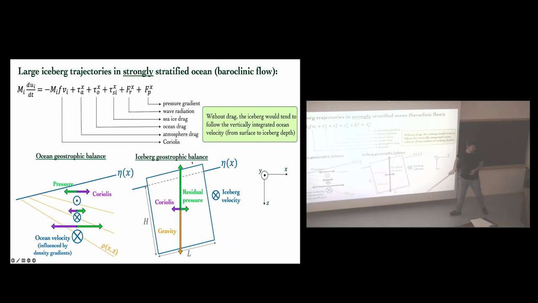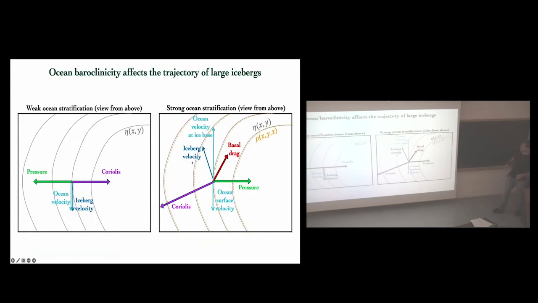Okay, but in this case, it will be different from before, because now you have a basal drag. Before, the ocean and the iceberg were moving in the same way, so there was no friction between the two in steady state. The two go together. But in this case, it's not possible. The iceberg velocity is on average the ocean's velocity, but at depth, the iceberg velocity is different from the current velocity, so you will have a basal drag. And this will modify the trajectories of the iceberg.